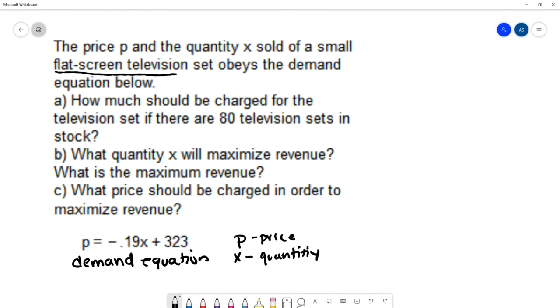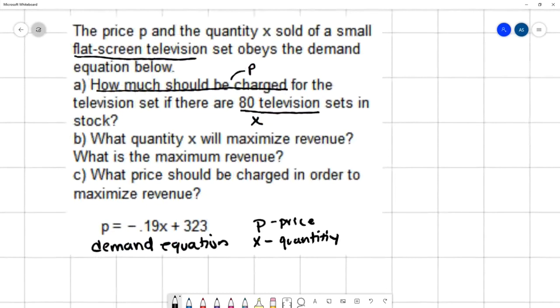So in this part A, it says how much should be charged for the television set if there are 80 television sets in stock. How much should be charged is referring to the price. If there are 80 television sets is referring to the quantity X. So in this first part, we're going to use the demand equation that's given to find the price that should be charged.